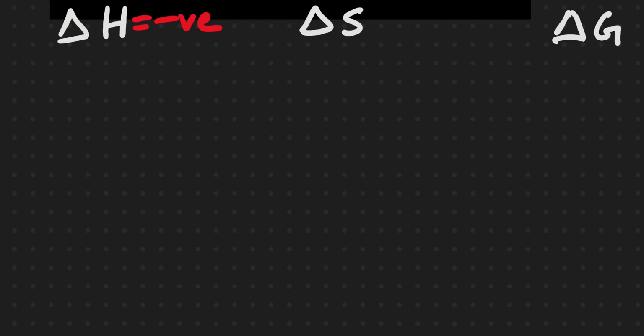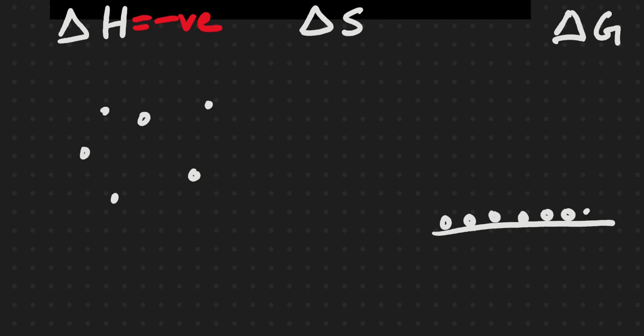Next, let us look at the entropy. Usually gas molecules are spread like this, and when an adsorbent comes through, the gas molecules will be ordered, so their freedom will be restricted. When the freedom is restricted, delta S will be negative. Delta S will be a negative value. So adsorption is accompanied by a decrease in entropy as well as a decrease in enthalpy.